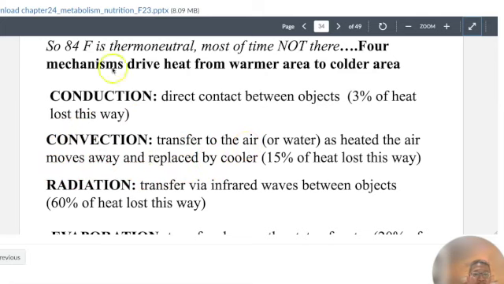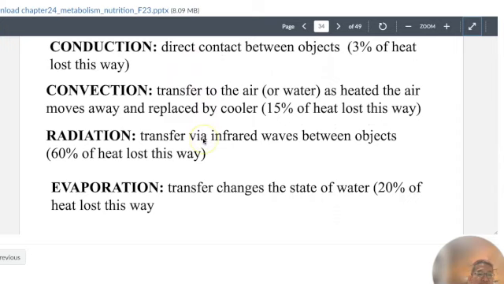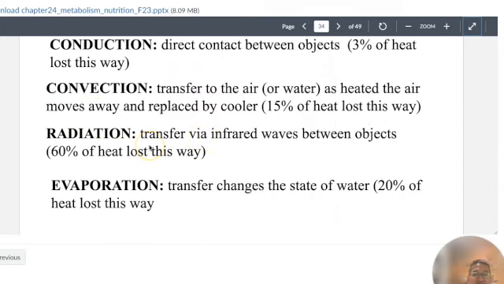Conduction is when the heat from the fire heats up the pot. If you touch the pot, it is hot because it conducted. Direct contact between the objects, so it's directly contacting the fire and the pot. And radiation is like if you go outside in the sun, you will feel the radiation of the infrared wave from the sun.